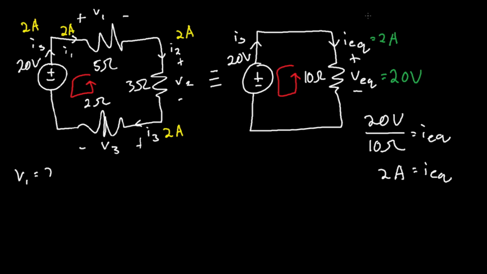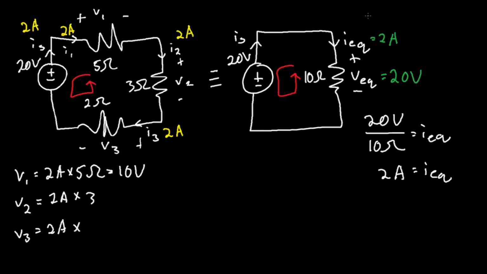So for V1, we use Ohm's law. 2 amps times 5 ohms is equal to 10 volt drops. V2 and V3 are calculated like so. 2 amps. V2 has a resistance of 3 ohms, and V3 has a resistance of 2 ohms. So we have 6 volts and 4 volts here. Well, if you actually add up all these voltages, 10, 6, and 4, you realize that it equals the voltage drop given by the equivalent resistance here.